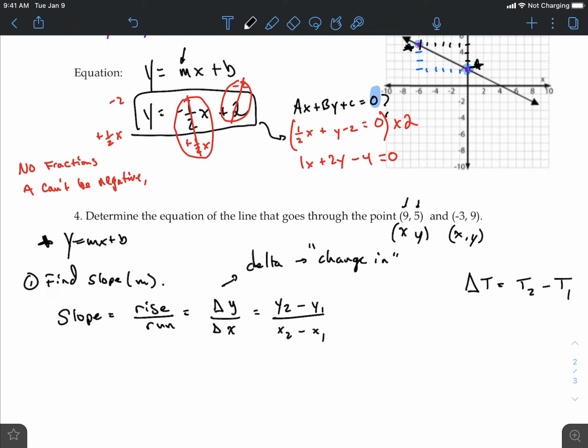Does anybody have any questions before I get carried away here? Are we going to see any of these on tests? I can put these questions on the test. Basically, anything graphing related is fair game.